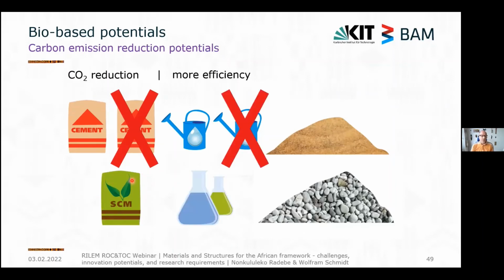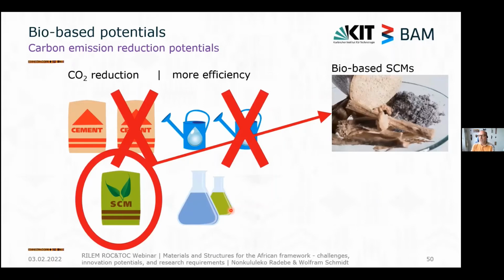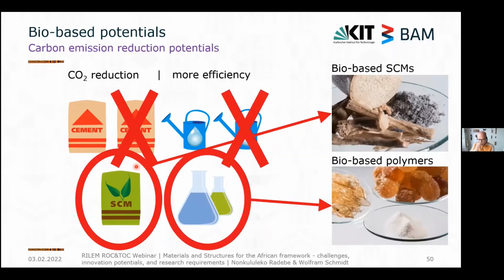And in order to tickle out more efficiency of the binder, we try to reduce the water-cement ratio. And here we require chemical admixtures. And resources which we often do not look at very intensively are bio-based resources in order to obtain these supplementary cementitious materials, but also the polymers for the chemical admixtures. And this is something where Africa has a very strong potential, because 60% of the unused arable land areas of this planet are located on the African continent.